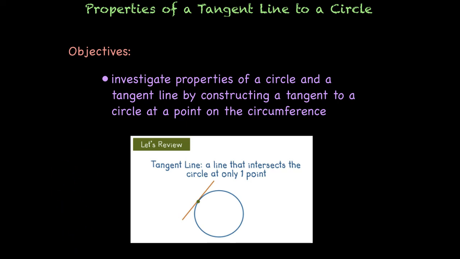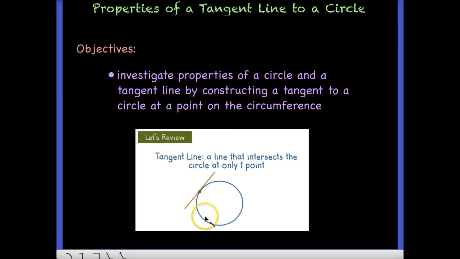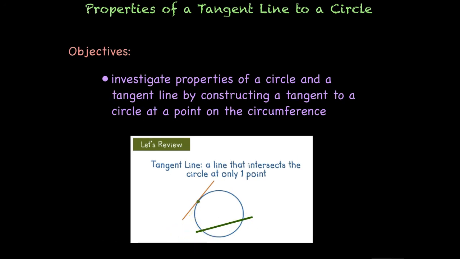So be careful to understand the difference between a tangent line, which intersects at one point, versus a secant line, which intersects the circle at 2 points. So in this case, this green line is a secant line, and it intersects the circle here, and then again here. And then compare that to a radius, which starts from the center and goes to the outside, the circumference.